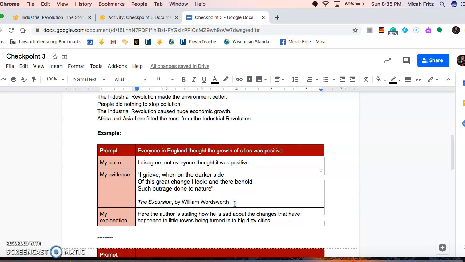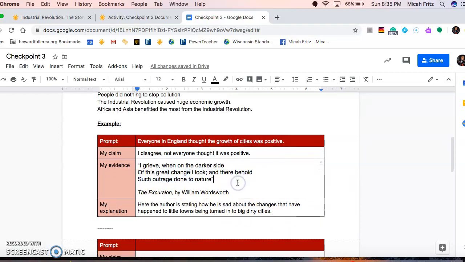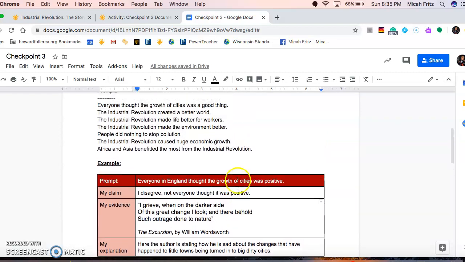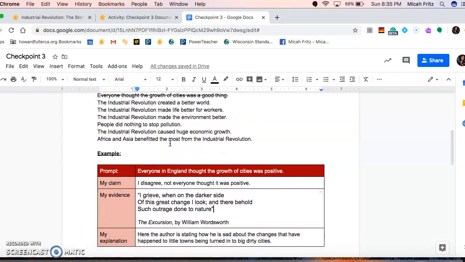All right. Make sure we're putting our source in there, The Excursion by William Wordsworth, or you could put in document A. So my explanation is going to be, why does this show that Wordsworth doesn't think it was positive? My explanation is that here in this poem, he's stating how he is sad about the changes. So, yep, he says, I grieve. You know, he's sad about the changes that have happened to little towns being turned into big, dirty cities. This outrage done to nature, this great change. So, no, not everyone thought this growth of cities was positive in England. All right. So I cross that off. This is one example that I used.